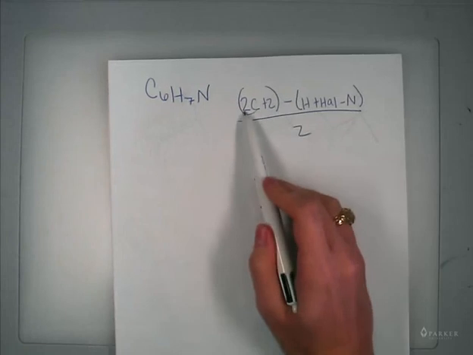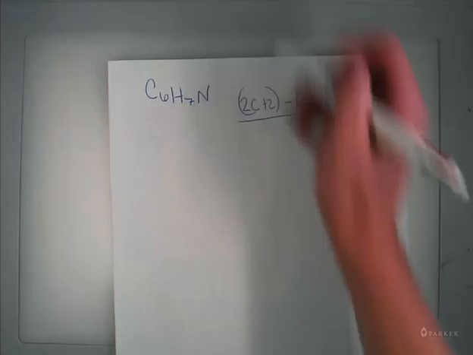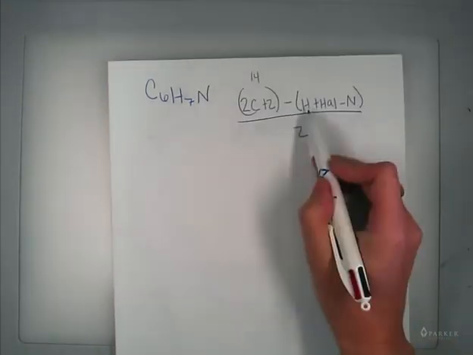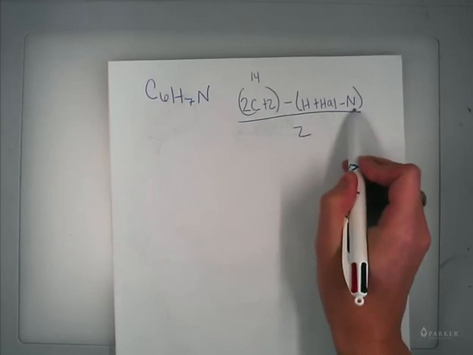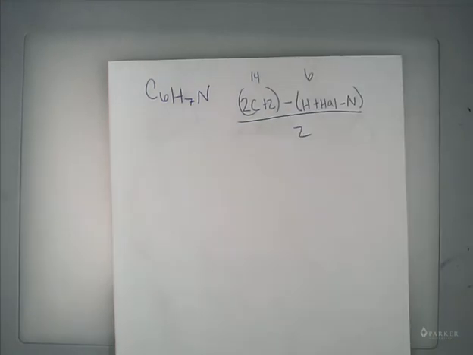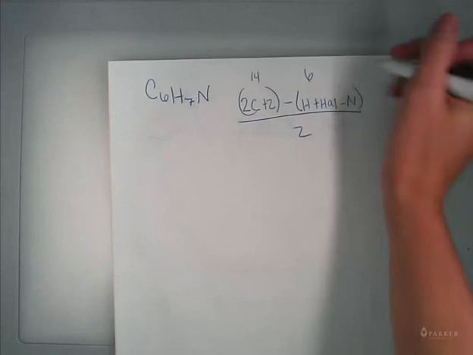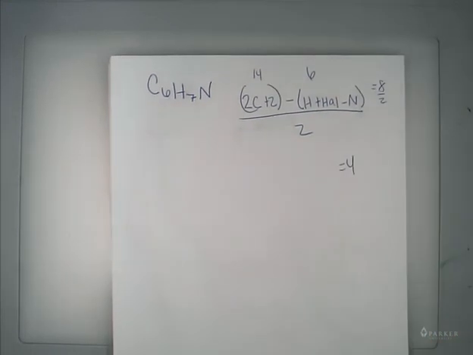2 times number of carbons plus 2 minus H plus halogen minus nitrogen, divided by 2. Okay, so we have here 2 times what? 6, which is 12 plus 2. How many hydrogens? Any halogens? Nitrogens? 1, so 7 minus 1? 6. 14 minus 6? 8. 8 divided by 2? 4.